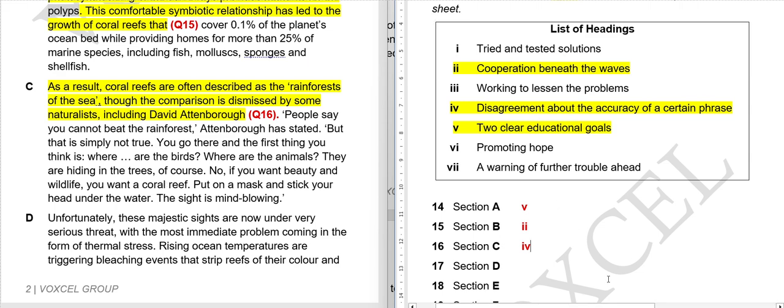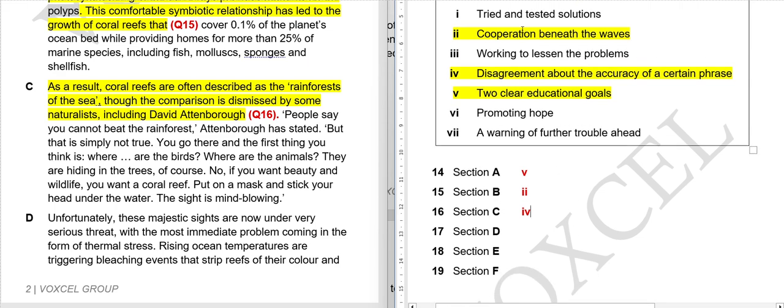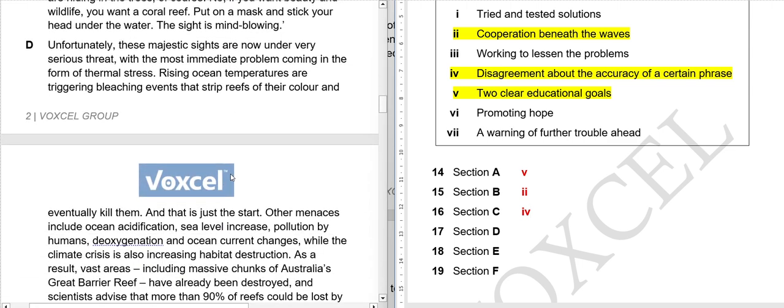So there is disagreement. If I read other options, there is nothing about promoting hope. There is nothing warning. No warning was given. There is no work to reduce the problem, and there is no talk about a tried and tested solution. So there is no solution in here. D option, sorry, D section.